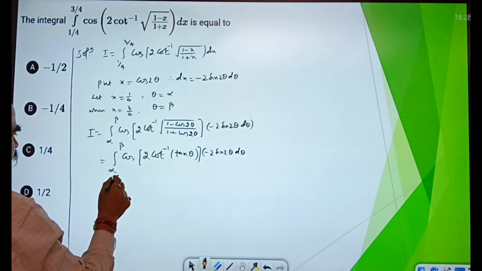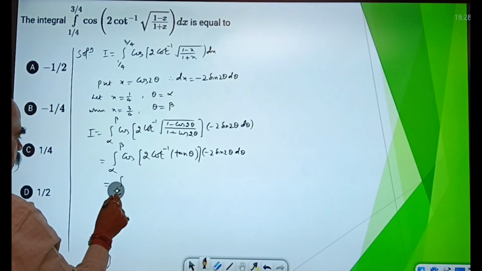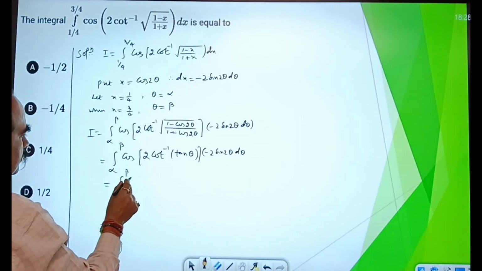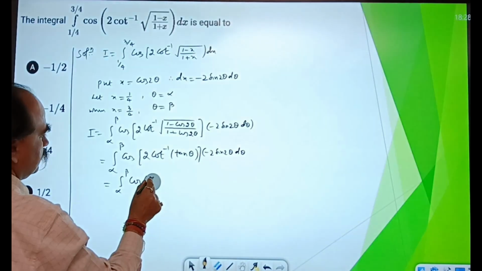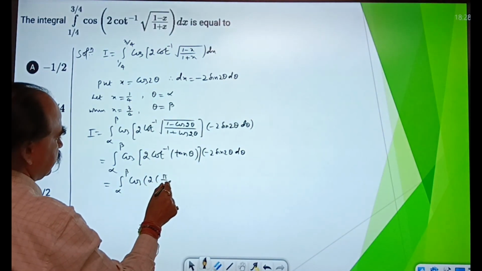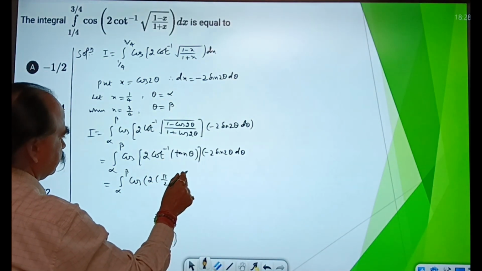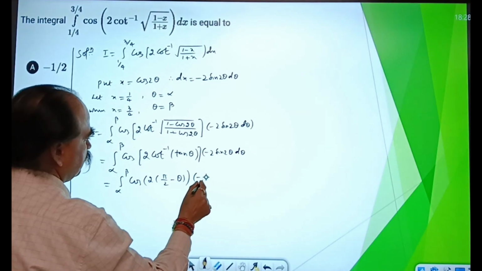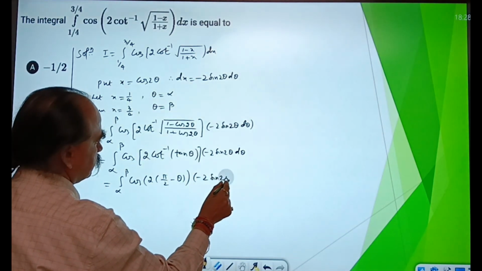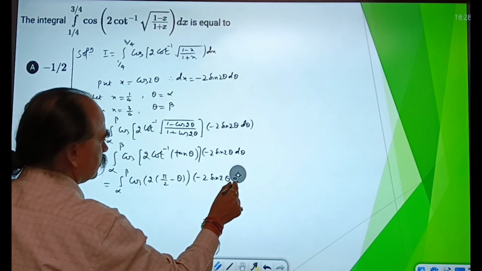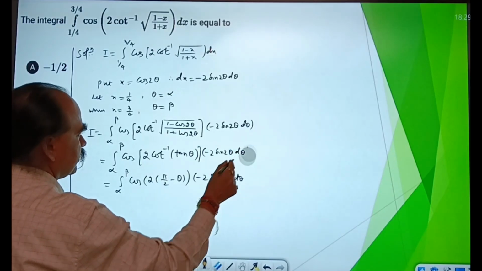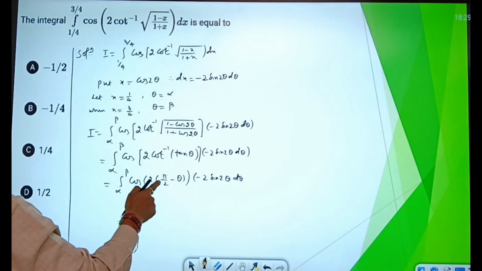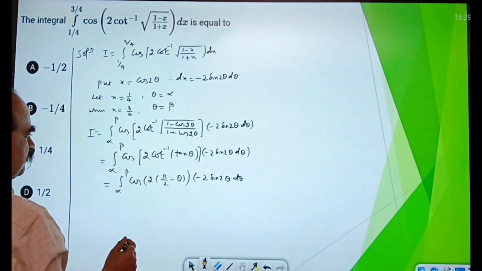This is pi by 2 minus theta. So, alpha to beta, cos of 2 into pi by 2 minus theta, into minus 2 sin 2 theta d theta. Now, to cancel, pi minus 2 theta. Cos pi minus 2 theta is what? Minus cos 2 theta.